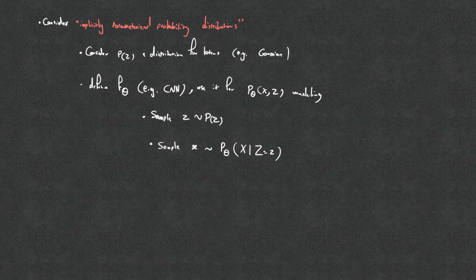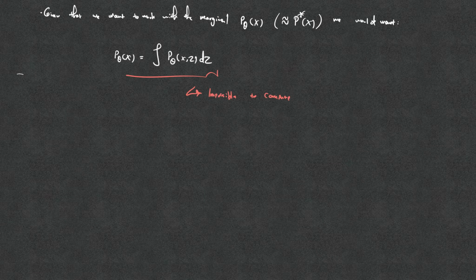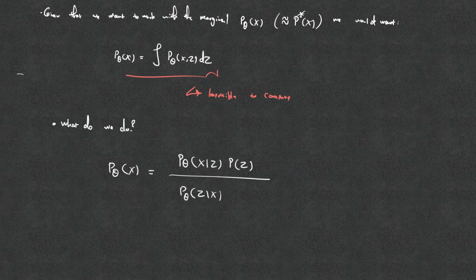Now, how do we construct this one? Note that you are going to deal with this marginal over there. So you would want to compute this function over here, which is impossible to compute, again for the aforementioned reason of having a lot of latents to go over. So let's see what we need to do.